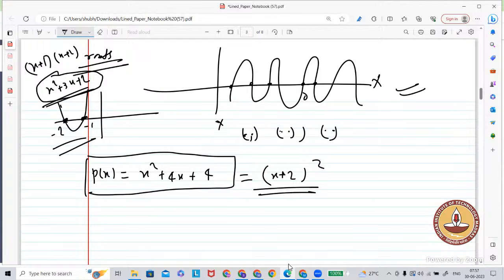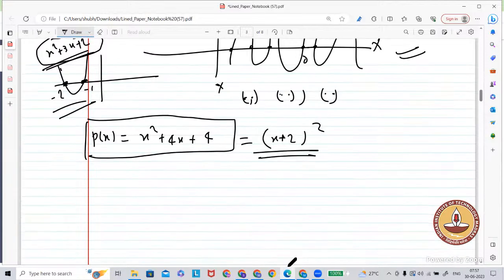Okay. So here the root of this polynomial is minus 2. Okay, one root is there, which is minus 2. But see that it has some multiplicity. That means minus 2 is the root, but it has two multiples.